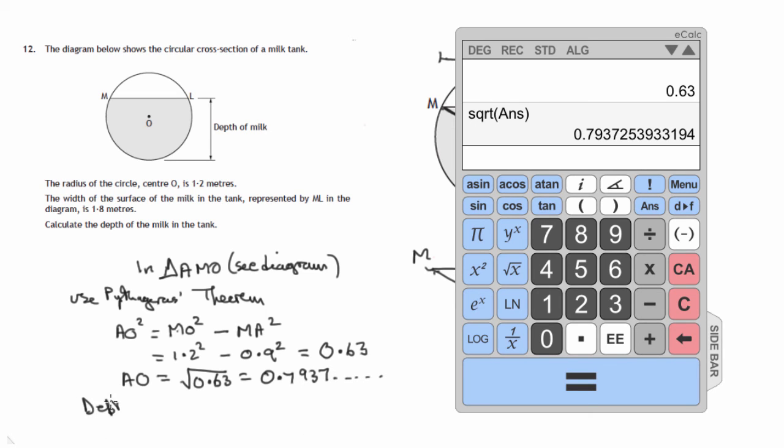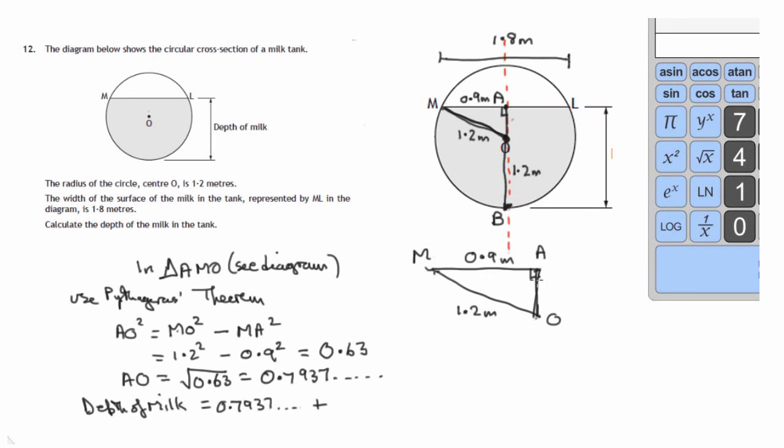So the depth of milk would be this big long messy decimal, 0.7937 and so on, plus, remember that's just this bit here. Let's have a look. That's just this little bit here. We've got a radius to add to that, 1.2. So that'll be 1.9937 and so on. Approximately, the measurement here is given to 1 decimal place, so is this one. So let's give our answer to 1 decimal place. So it would be 1.9, chopping off, the 9 goes up to 2.0 metres to 1 decimal place.